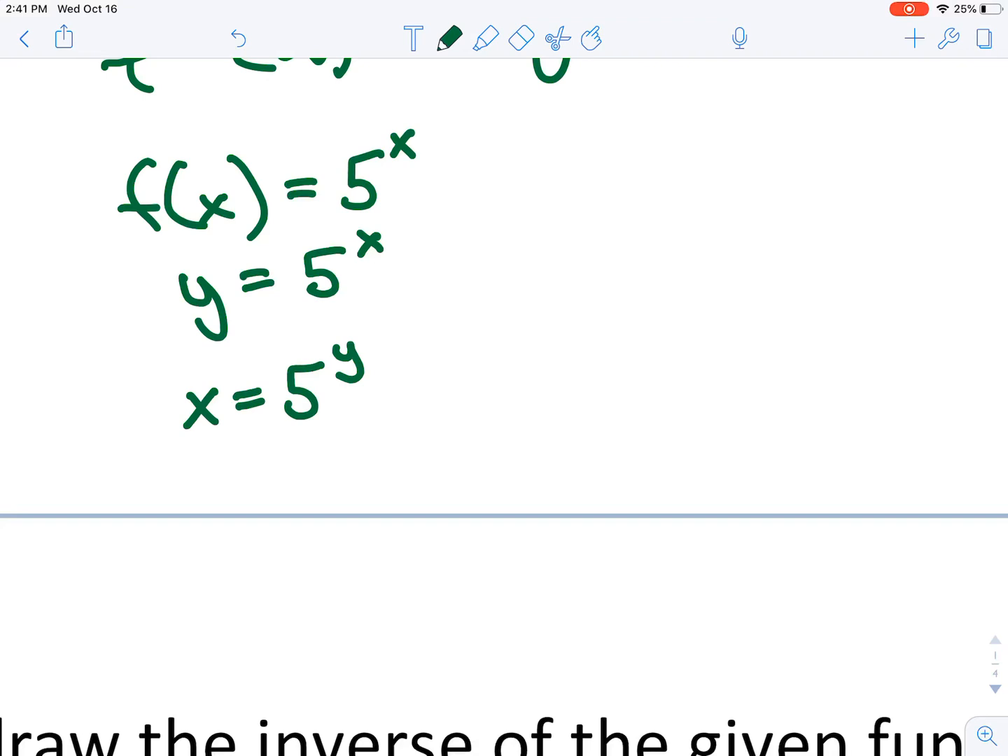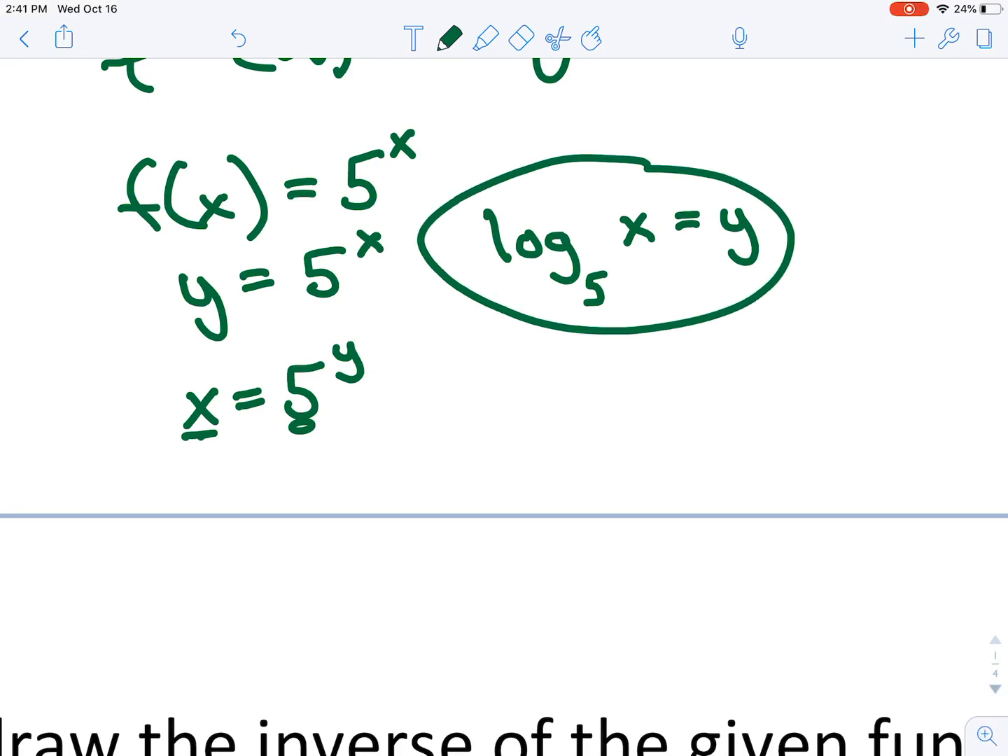And now I need to turn it into a logarithm. So remember, we have a logarithm, and the little number is our base number. And then the answer is what comes next. And when we do all that, it equals the exponent. So this is another way of writing 5 to the y power is equal to x. And this would be the inverse of this. Be ready for that. And we'll make that the end of video 1.